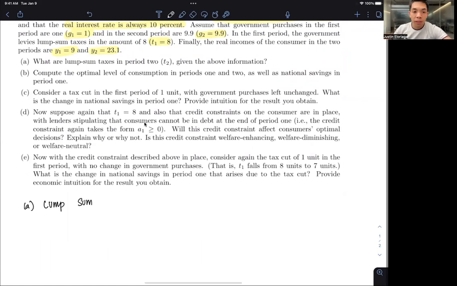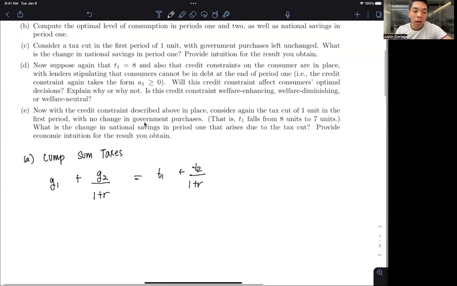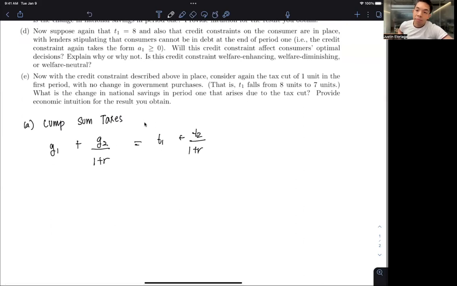To determine this, we just use a formula. Recall that the government's long-run budget constraint is G1, their expenditure in period 1, plus G2 divided by 1 plus R, is equal to T1, their tax revenue in period 1, plus their discounted tax revenue in period 2. This is all in present value.